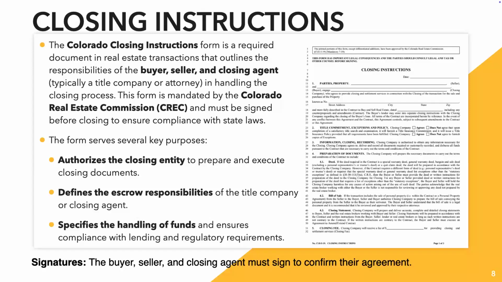This is the playground rules, everyone. Like, this is literally, they're going through it, authorizes the closing entity, right? It's saying, hey, closing company, will you prepare and execute our closing documents? Which obviously that's important. It's going to go through and it's going to define the escrow responsibilities. It's going to say how the funds are going to be handled, right? It's going to go through all of these things. This is literally the playground rules as we are going through the closing, right?